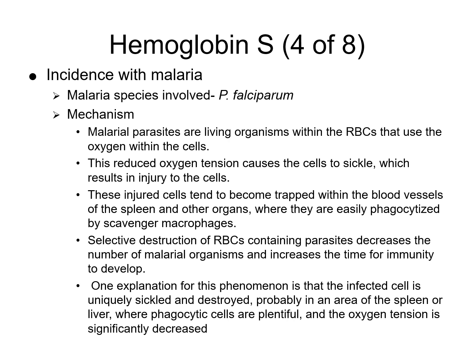So sickled, infected red blood cells become damaged and rigid, which makes them prone to trapping in the microvasculature of the spleen and other organs, and also phagocytosis by macrophages in the spleen and liver. This process leads to selective destruction of infected red blood cells, which decreases the number of malarial parasites circulating within the body and increases the time for the body to develop immunity to malaria. So in summary, the unique sickling and destruction of parasitized red blood cells provide a protective advantage against malaria in individuals with sickle cell trait or disease. This selective destruction likely occurs in low oxygen tension environments rich in phagocytic cells, such as the spleen or the liver.